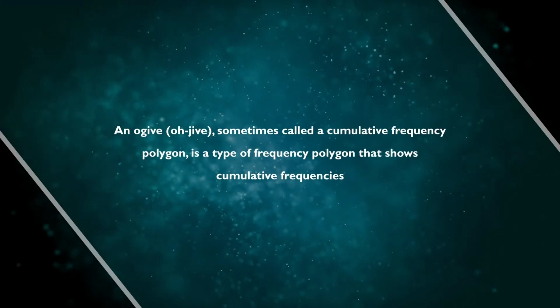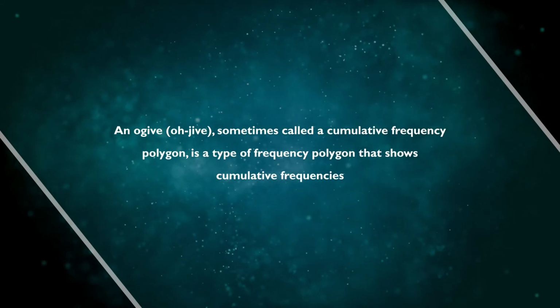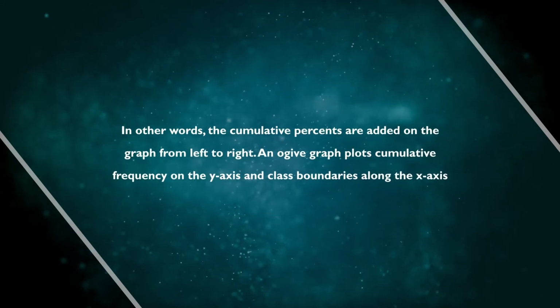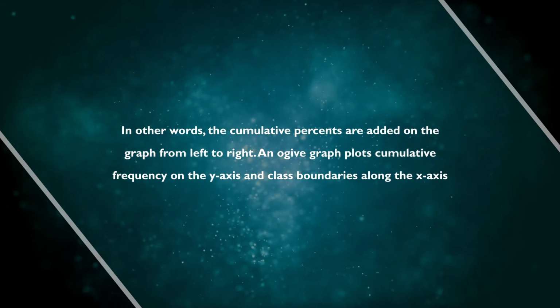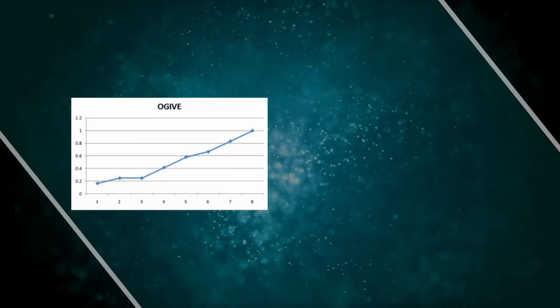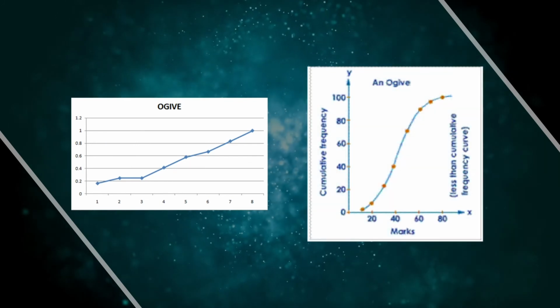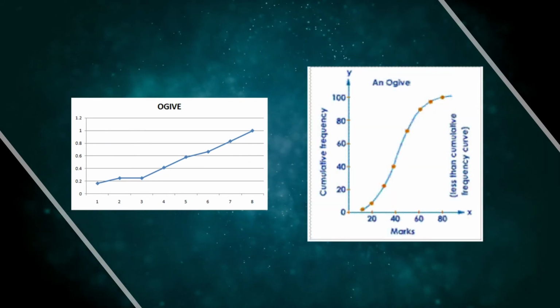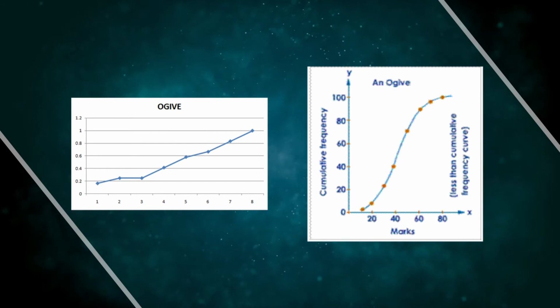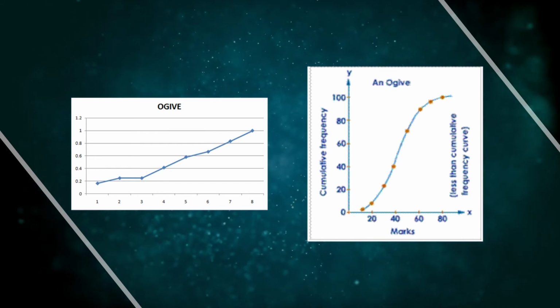So what we have observed is that an ogive, sometimes called a cumulative frequency polygon, is a type of frequency polygon that shows cumulative frequencies. In other words, the cumulative percents are added on the graph from left to right, and an ogive graph plots cumulative frequencies on the y-axis and class boundaries along the x-axis. The ogive for the normal distribution resembles one side of an arabesque or ogival arc, which is likely the origin of its name.